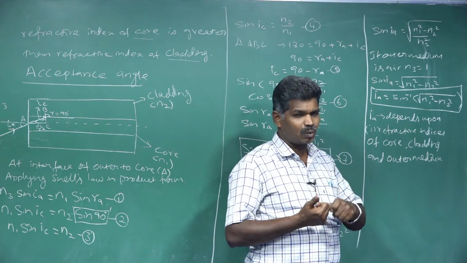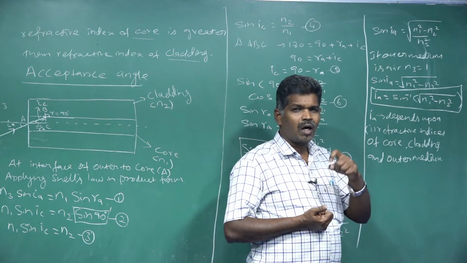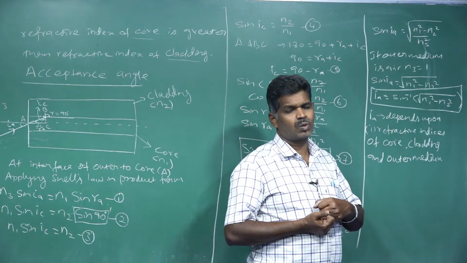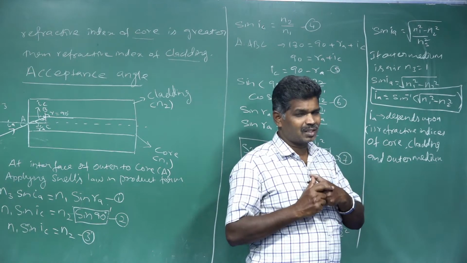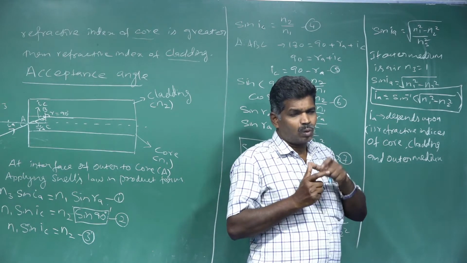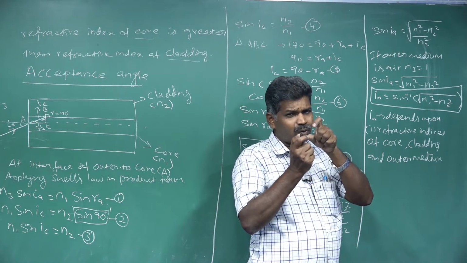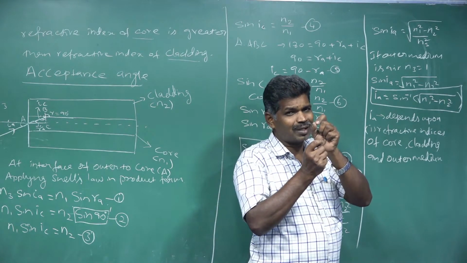And for this acceptance angle, up to that angle only, light should enter from the outer medium into the core medium. So for that, we are going to draw a diagram to represent the conical portion through which light enters inside. Only in that conical portion alone can light enter and make a total internal reflection.